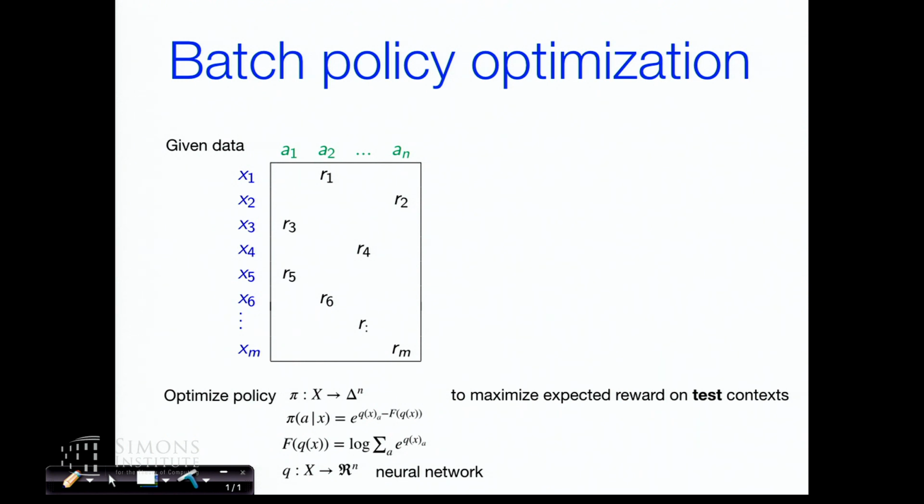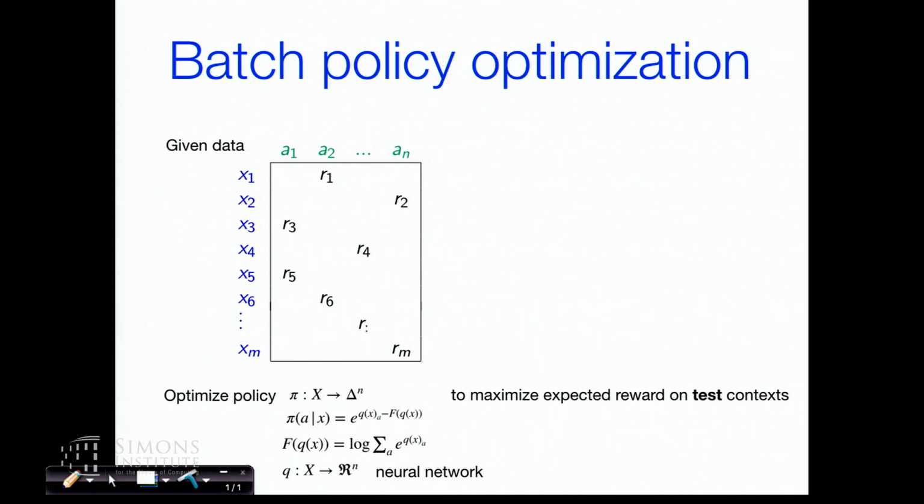Let's simplify further and assume we have a finite set of actions, a1 to an, and our data consists simply of the natural thing: in context 1, we tried action a2 and we saw reward 1, and that's all we saw in context 1, and so on and so forth. So we've observed one action in each context. And our task is simple. On the basis of this data, we need to produce a good policy.